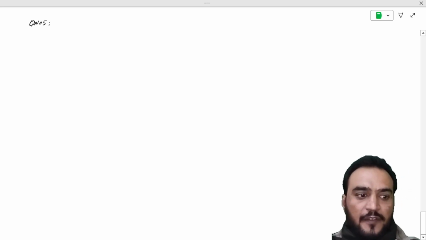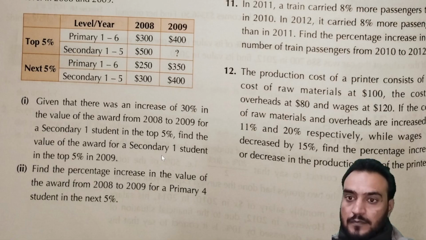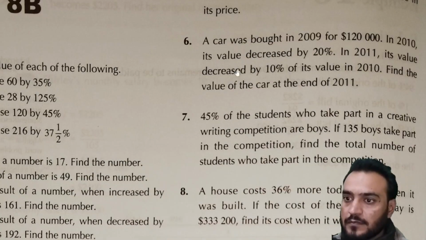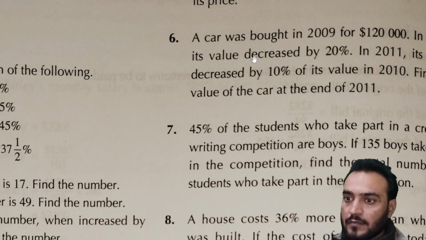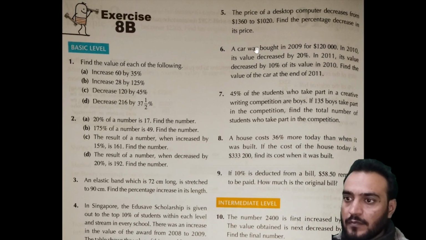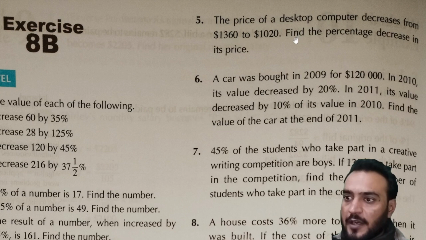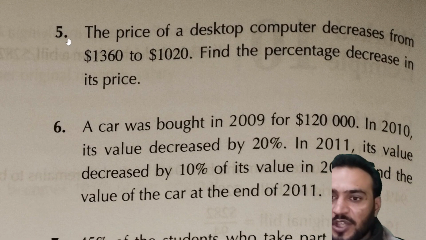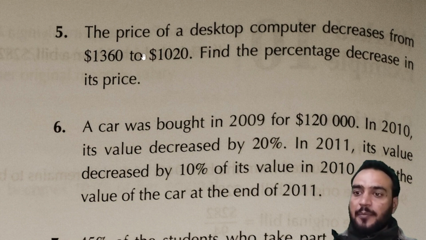And the question number 5 is here. This is the question number 5, and it is saying that the price of a desktop computer decreases from $1360 to $1020. Find the percentage decrease in its price. So we have to find the percentage decrease.